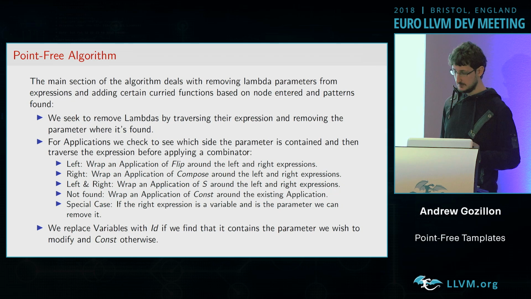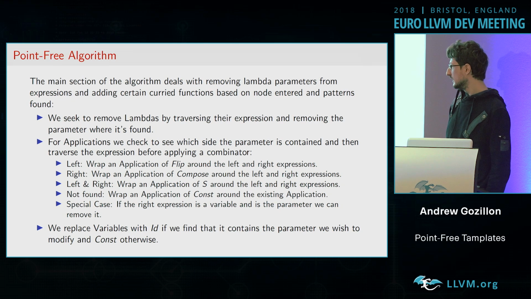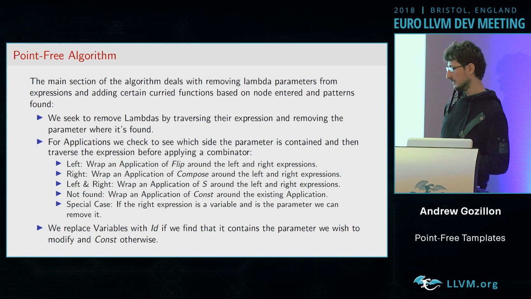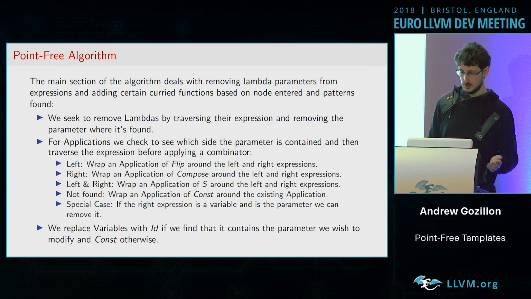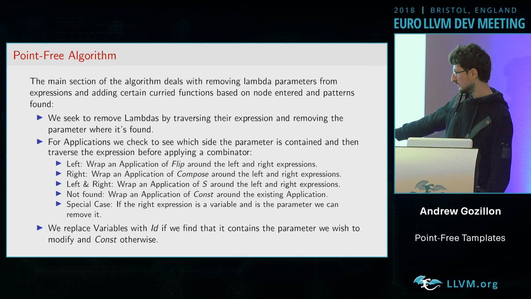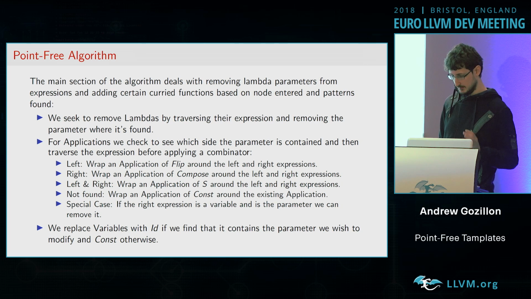So the main section of this algorithm deals with removing lambda parameters from expressions, like I said previously. When we're dealing with lambdas, all we're really doing is getting a value from the lambda's pattern, and then we search the expression below it for this parameter, and deal with it in certain ways depending on whereabouts this parameter is. At the very bottom level, we're mostly dealing with variables. When we encounter a variable, if we find that it matches our parameter, we change it to an ID, or we put the ID function in its place instead.